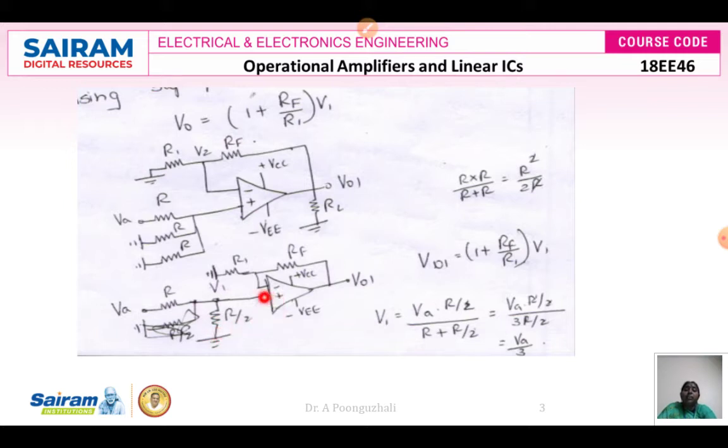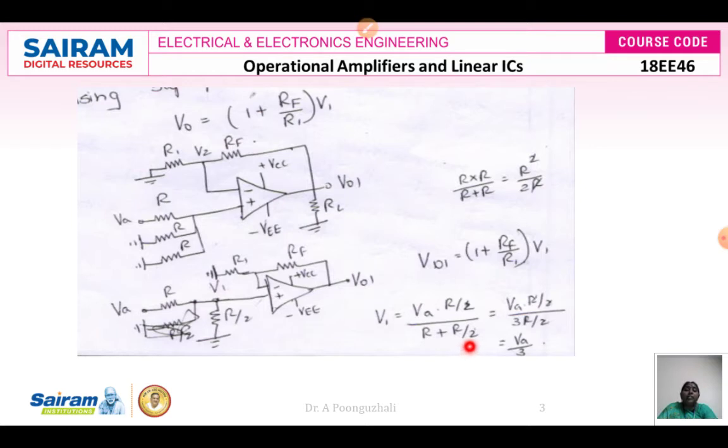For a non-inverting amplifier, this is your input signal voltage. Now I should find my V1 voltage. V1 is nothing but the drop across this R by 2. How do I find the drop across this R by 2? By applying the potential divider, the voltage divider rule. The voltage divider rule is the total voltage into the resistance across which I want to find, that is R by 2, divided by the total resistance R plus R by 2. So V1 is your total voltage VA into R by 2 divided by the total resistance R plus R by 2.